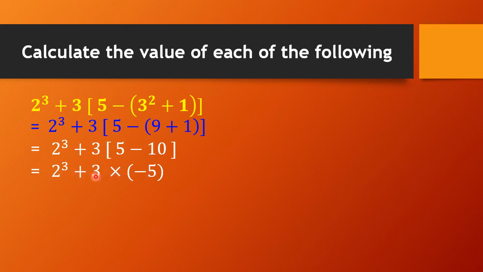Which one of them will we start? Yes, we will start with powers. 2 power 3 equals 8, and write the same numbers. After that, we have here plus and times. We will start with the multiplication operation. It will be 3 by -5 equals negative 15. So 8 minus 15 equals negative 7.